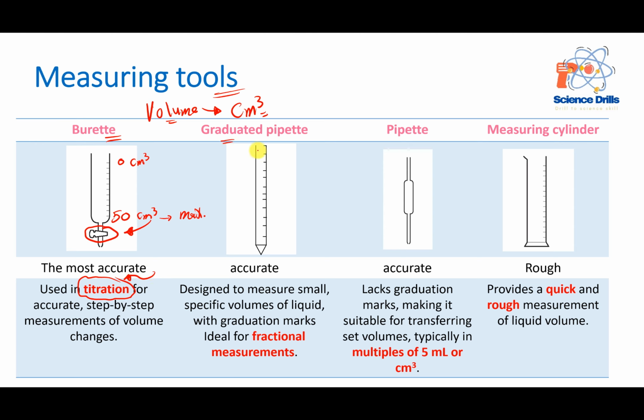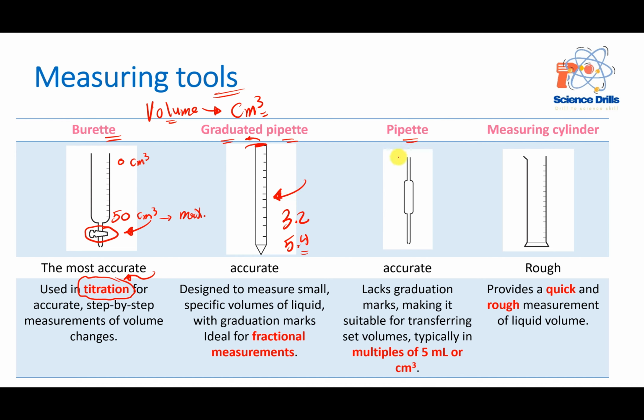The second tool is a graduated pipette. As you can see here also, it's designed to measure small volumes and especially fractions. So if you have small fractions like 3.2, 5.4, all of these fractions are suitable to be measured by a graduated pipette. We can use it by holding your finger up here. Once you remove your finger, the liquid will flow out so that you can look at the grading and control the amount of the liquid that will flow out of the graduated pipette.